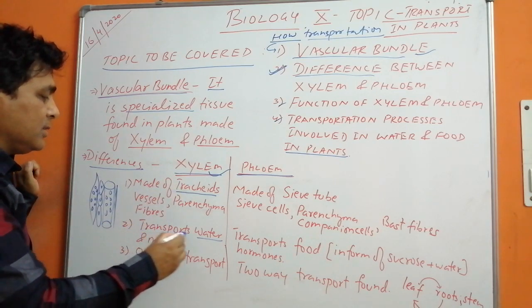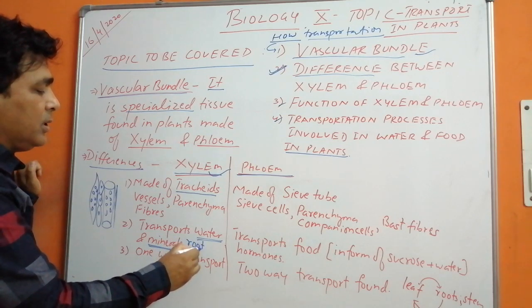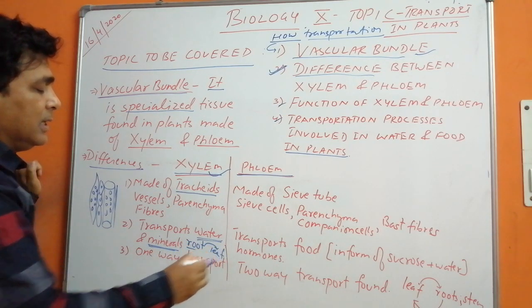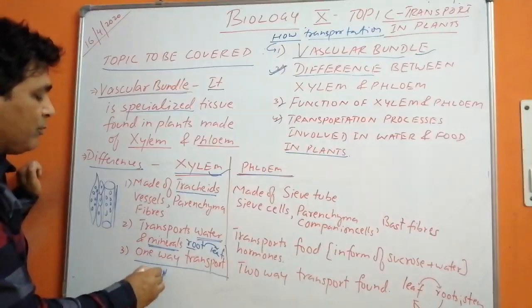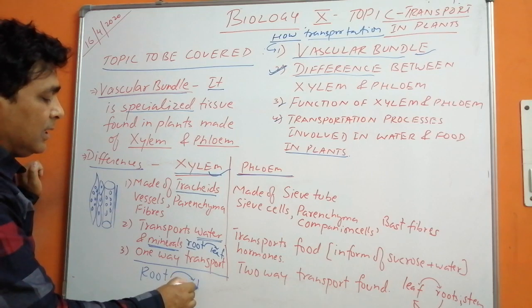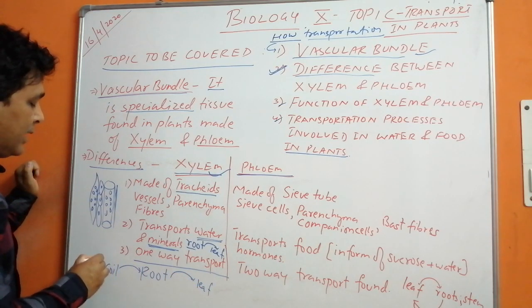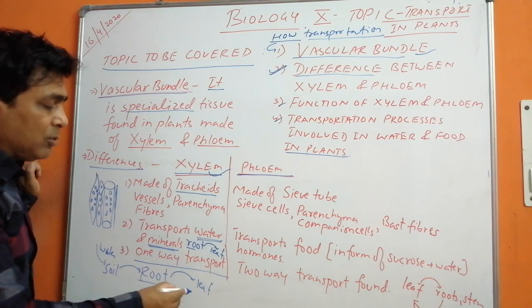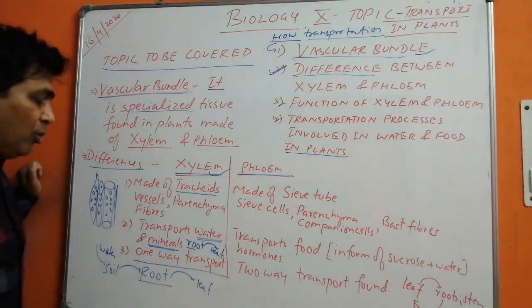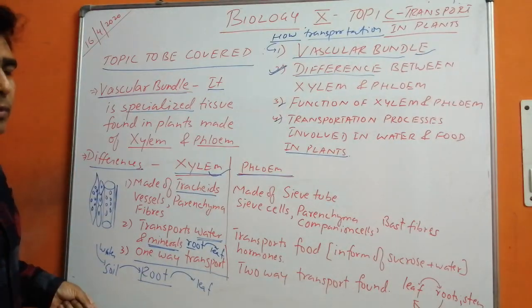Now the second part: what does xylem transport? Xylem transports water and the minerals from root to the leaf. It is a one-way transport. As I told you, it is one way from the roots to the leaf. Now the roots are going to take it from the soil. The water is taken by the roots and is transported to the leaf. We will know this in my second part whenever I am going to discuss it.